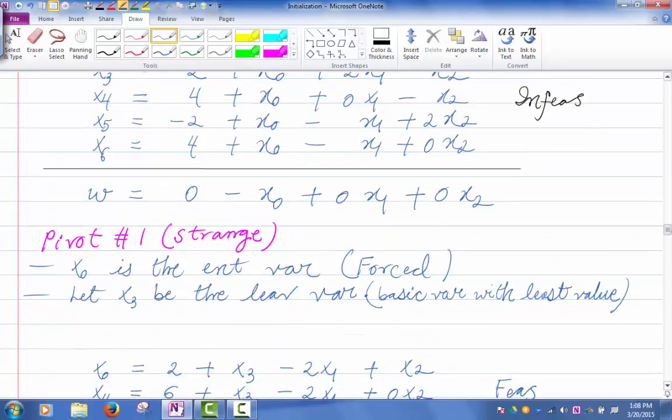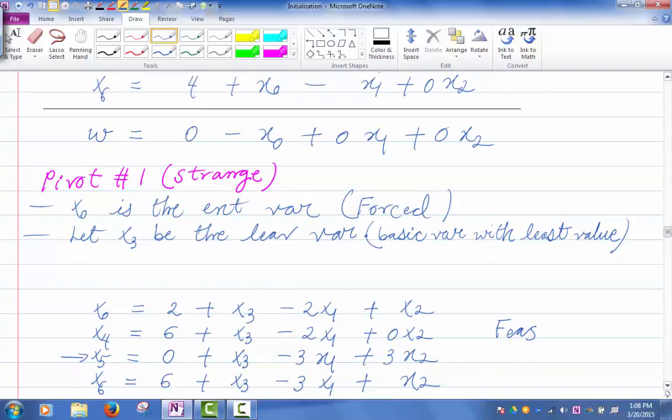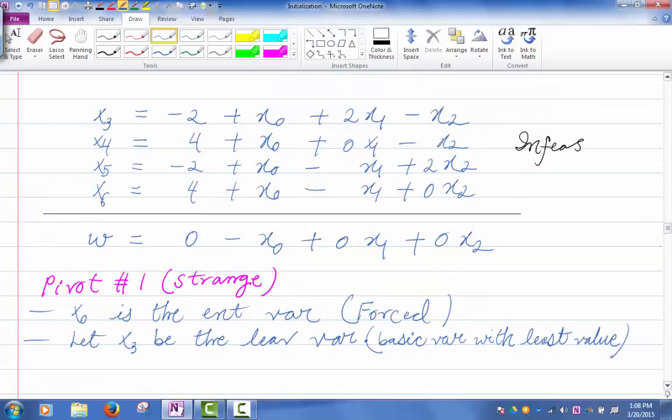So okay, what's the pivot now? Initially, remember, once we set up the first dictionary for the auxiliary problem, the first dictionary will be infeasible. We do a trick here, which is we are going to force x0 to be the entering variable, and then we pick the basic variable with the least value to be the leaving variable.